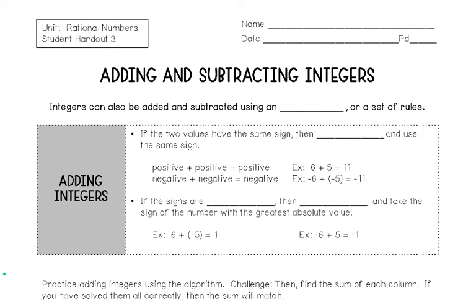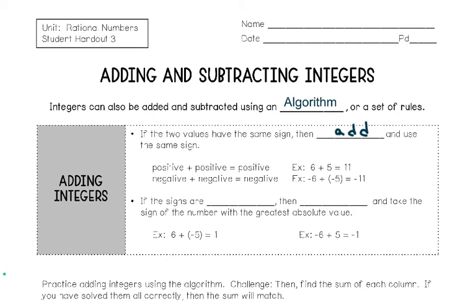So now I want to go ahead and look at some notes, and I want to give you one more strategy to solve these. So if you have this, go ahead and pull this out. If not, just try to keep track of this on a piece of paper. It says integers can also be added and subtracted using an algorithm or a set of rules. So algorithm just means a set of rules. Here's some rules. If the two values have the same sign, then add and use the same sign.